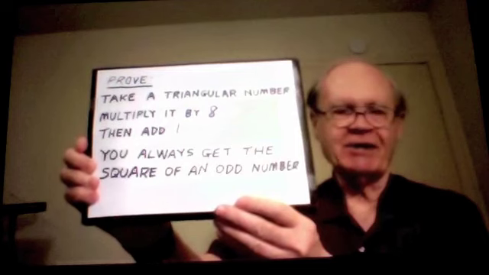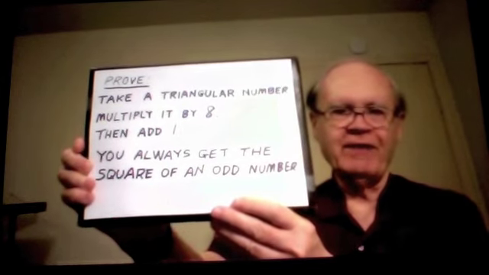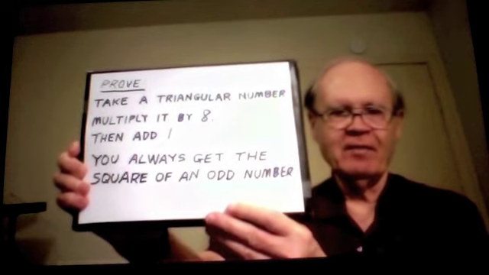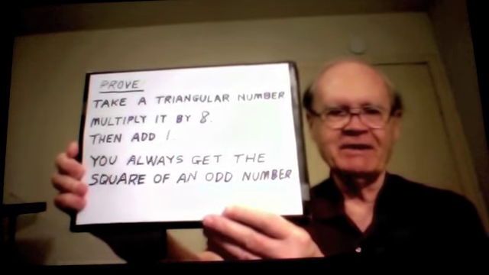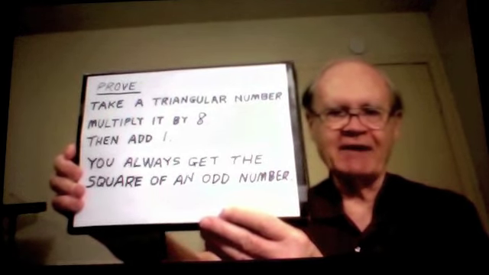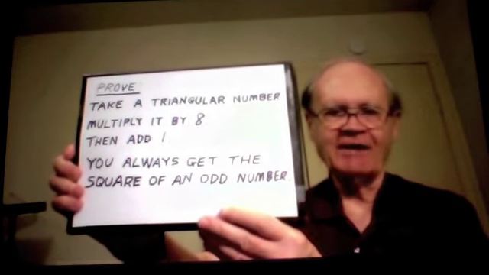So here's the challenge. Prove that if you take any triangular number whatsoever, multiply it by 8, then add 1, you will always get the square of an odd number. Here's my solution.